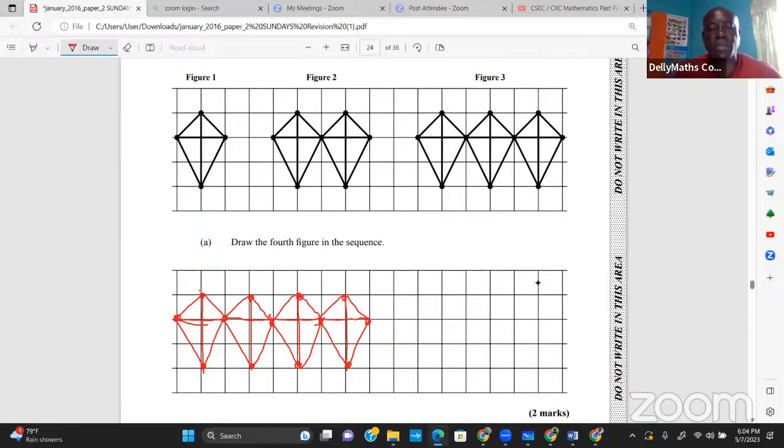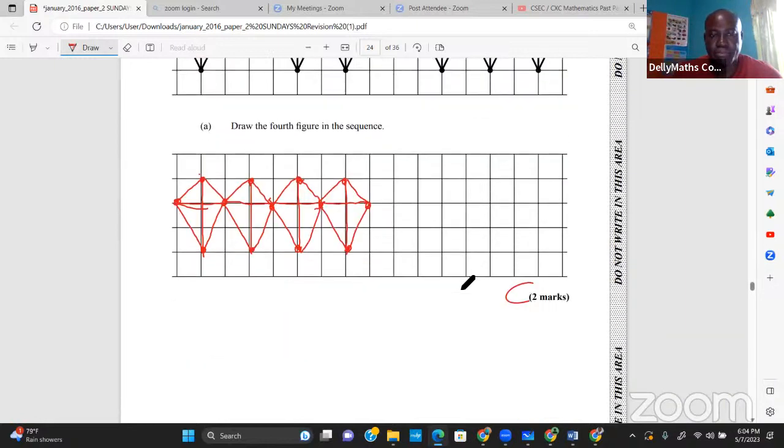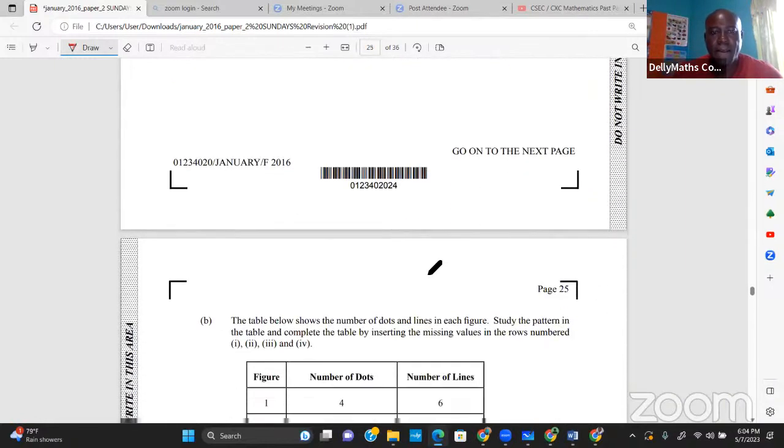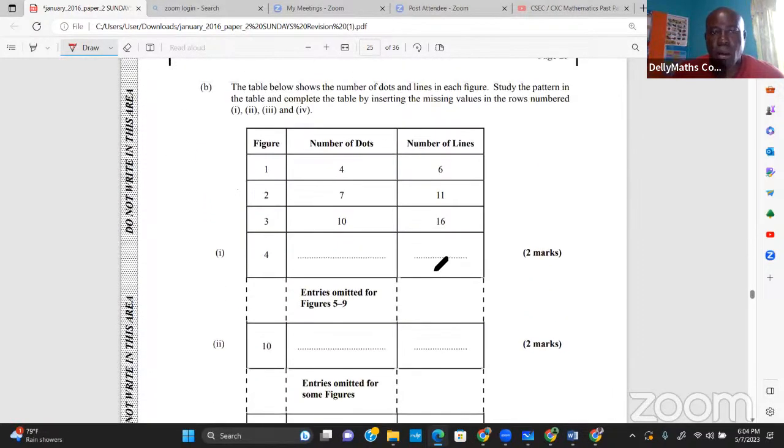All right, so you'd have done something like that. And they normally give you 2 marks to start that off. All right, so you get your 2 marks, and that's that. Now, here comes a table, always.